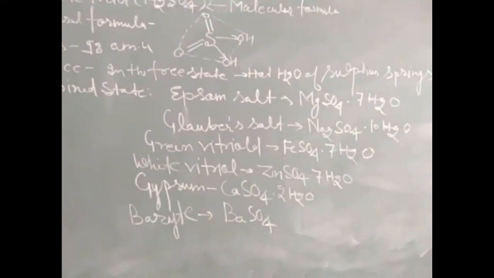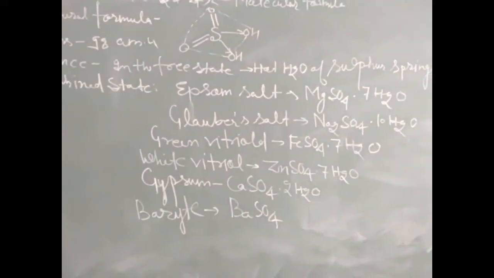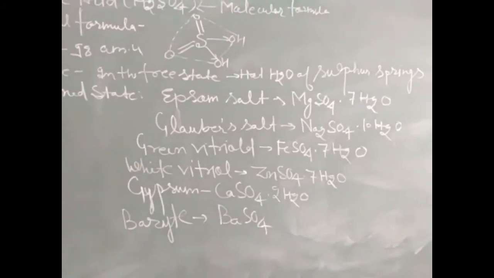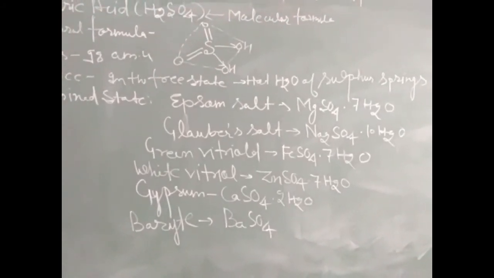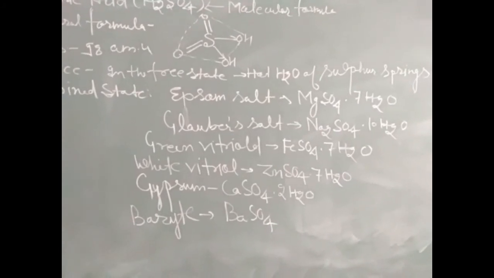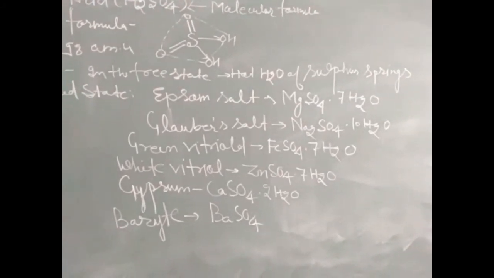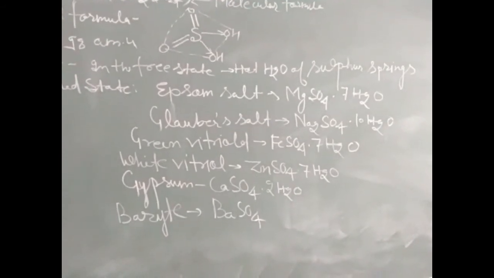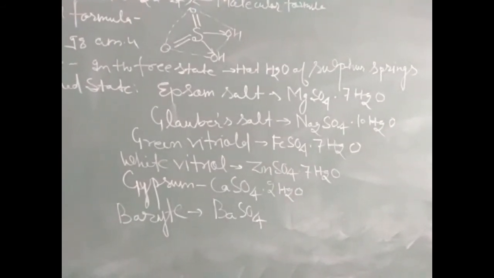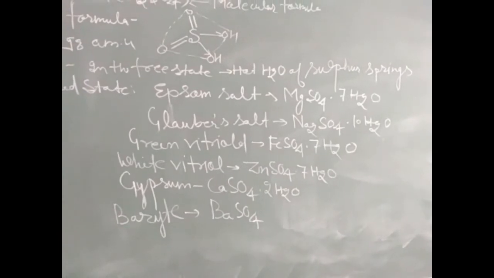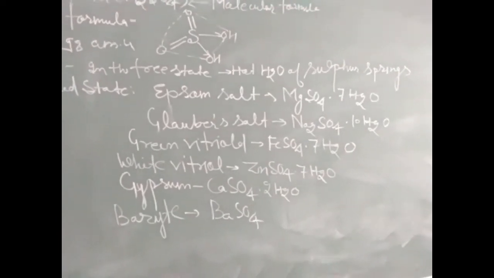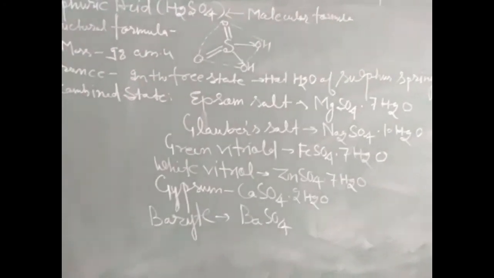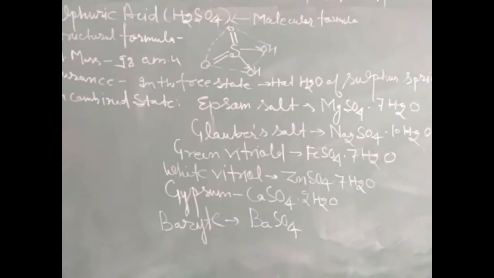First salt, that is Epsom salt, in form of Epsom salt, that is MgSO4.7H2O. Here you can observe that sulfuric acid is found in the form of Glauber salt Na2SO4.10H2O, green vitriol FeSO4.7H2O, white vitriol ZnSO4.7H2O, gypsum CaSO4.2H2O, and barite, that is barium sulfate. It can be found here in combined state.